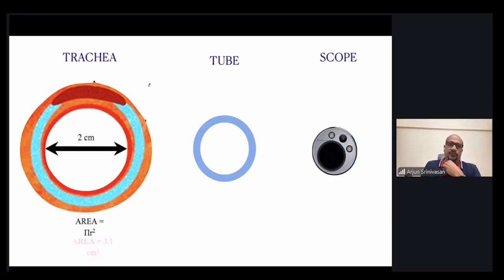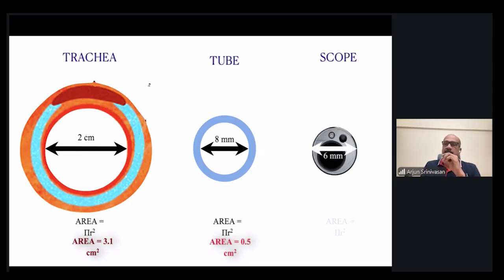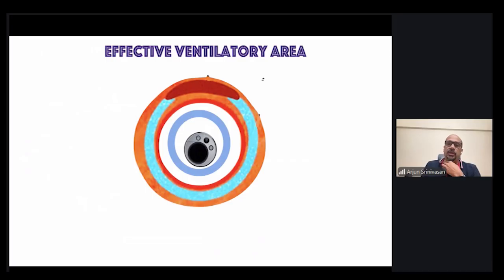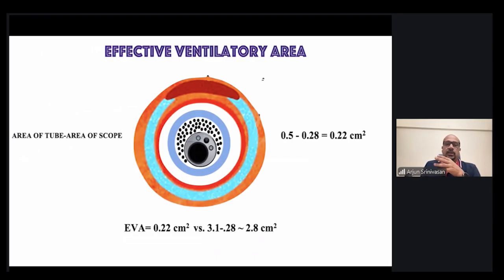What is the surface area of the trachea, which is usually around 2 centimeters in diameter? The area works out to around 3.1 square centimeters. Even if most of our patients will not take more than a size 8 ET tube, the area of the tube drops down to 0.5 square centimeters, of which your therapeutic scope, which is around 6 mm, will occupy approximately 60% of this area, which means that when you use an ET tube, the effective area for ventilation is only about 8% of the available area.